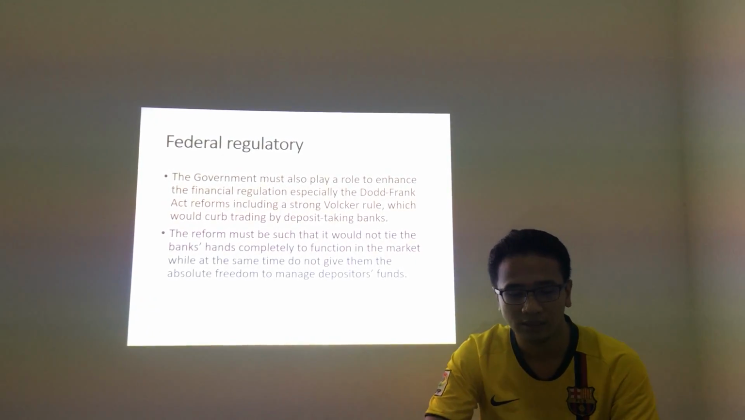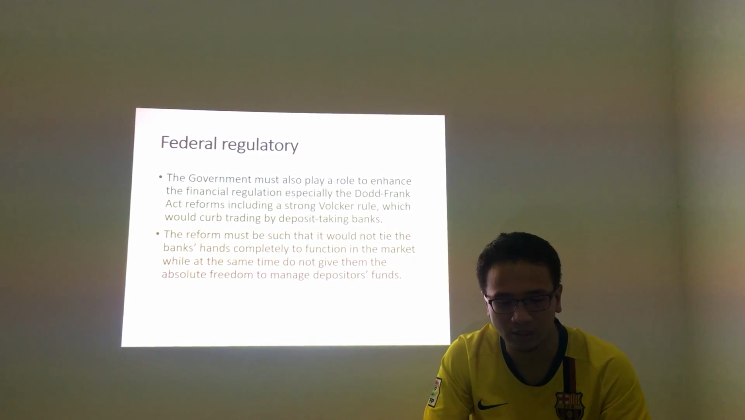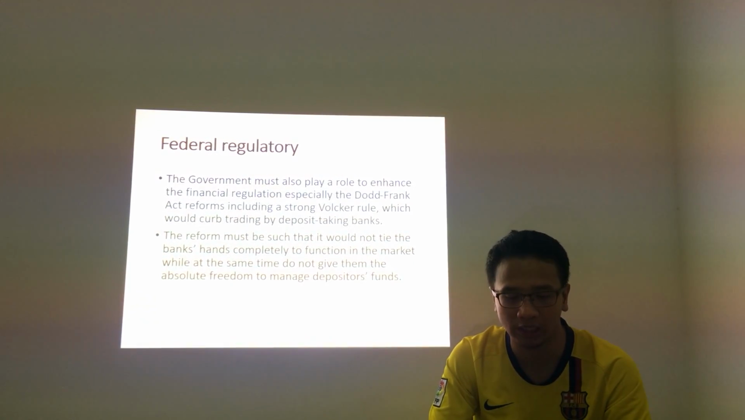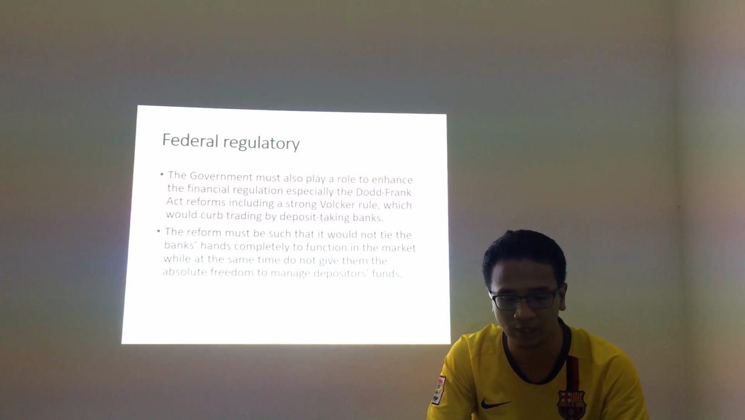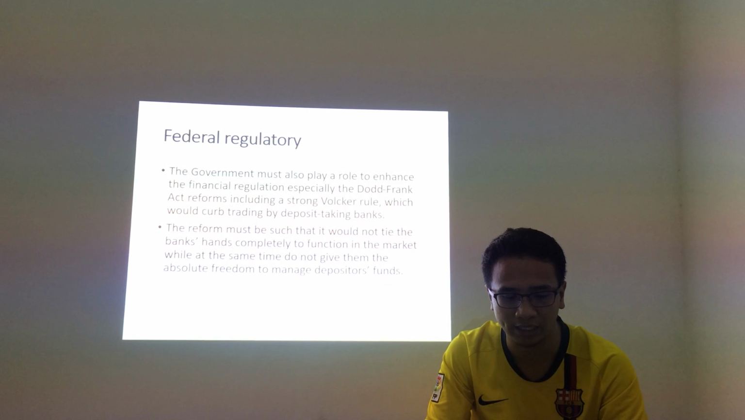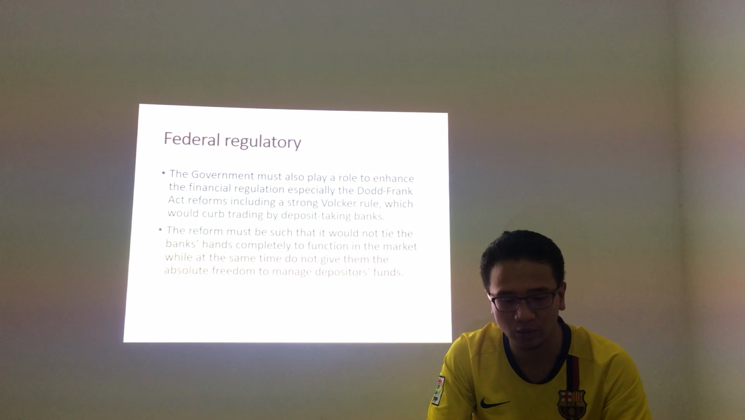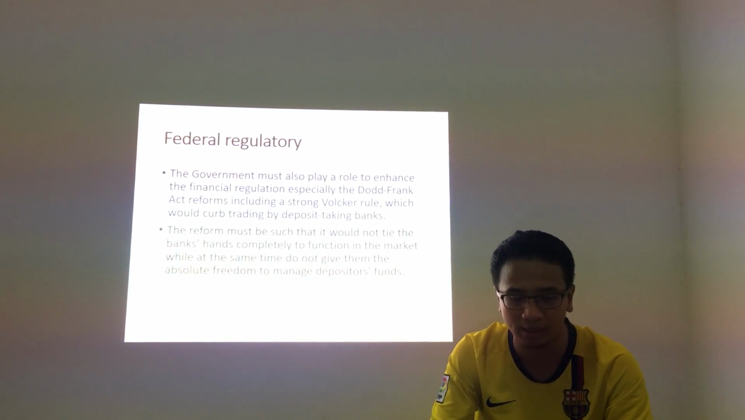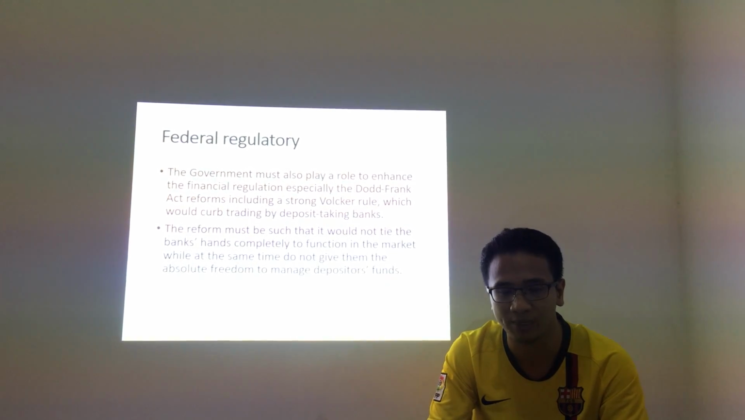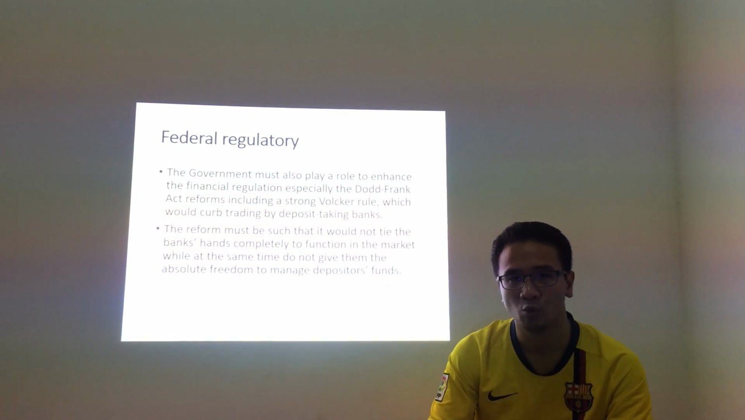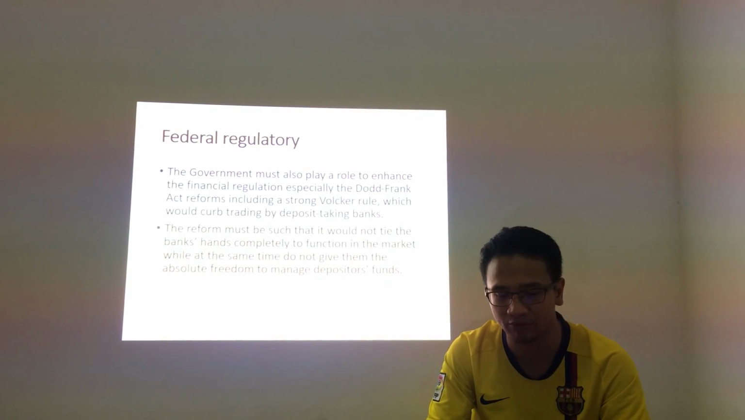And finally, there must be a stringent control in terms of federal regulation. The government must play a role to enhance the financial regulation, especially the Dodd-Frank Act reforms, including a strong Volcker rule, which will curb trading by deposit-taking banks. The reform must be such that it will not tie the bank's hands completely to function in the market, while at the same time not give them the absolute freedom to manage depositors' funds.